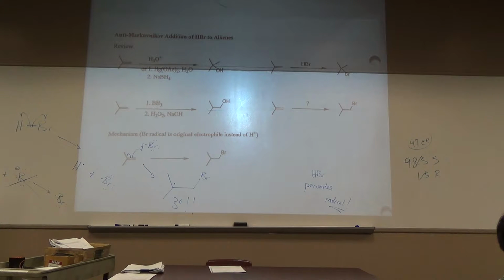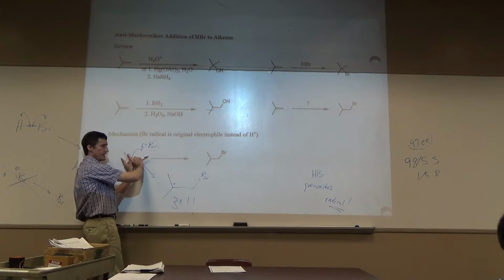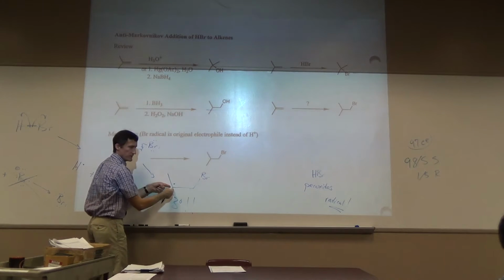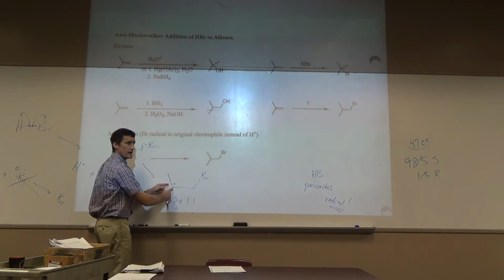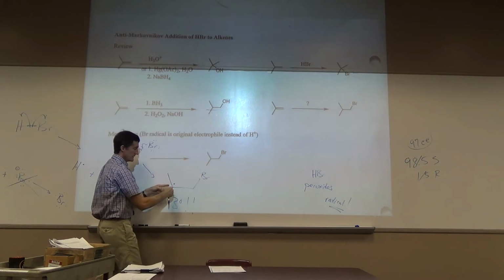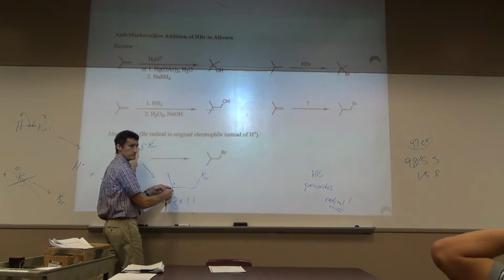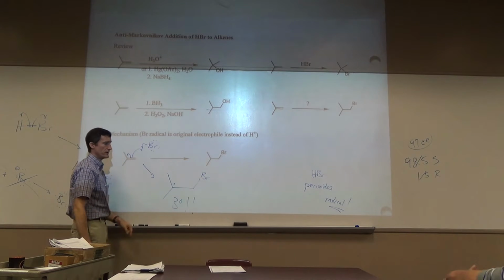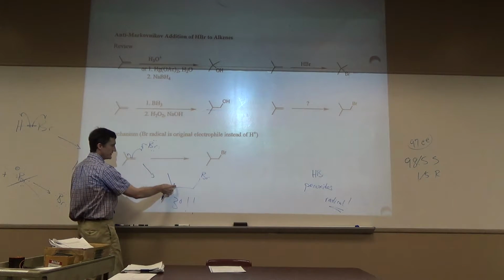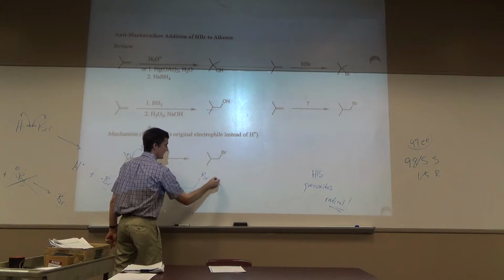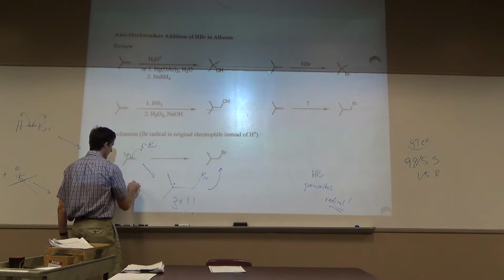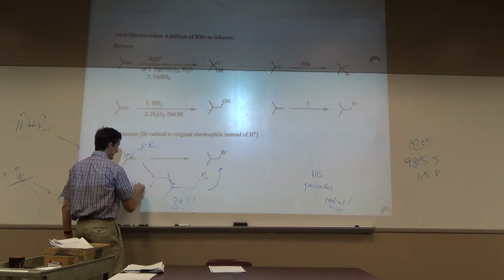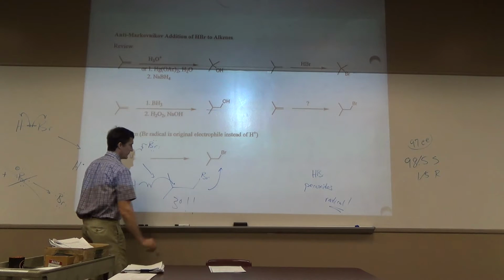See, the difference is the alkene is not attacking H plus to give a carbocation here. It's attacking a Br radical to give a radical here. So that's how you get to Br over there. Now, what does this have to get there? Yeah, that H radical just teams up with this, and we get that.